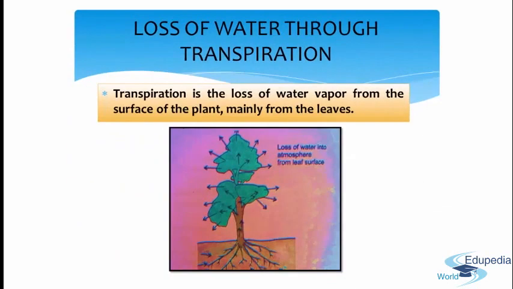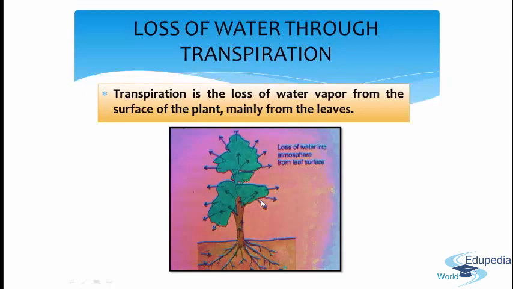See, loss of water through transpiration, as you all can see in this image, is done through the aerial parts of the plant. Transpiration basically is the loss of water vapor from the surface of the plant, mainly from leaves. This loss of water has the effect of pulling water up through the xylem.